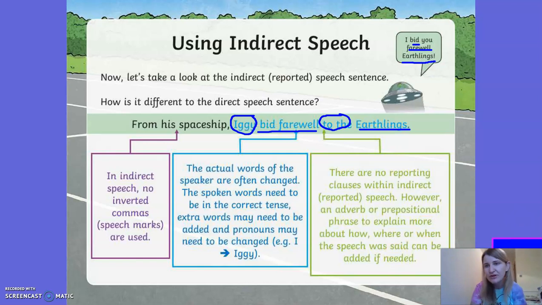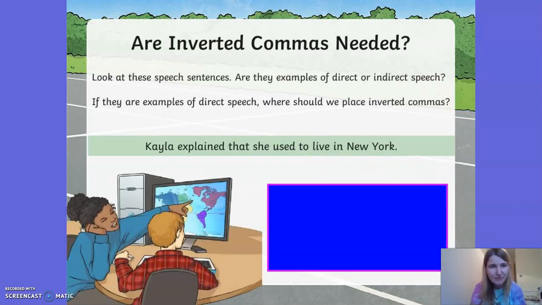Okay, let's have a look at some more examples. Hopefully they'll help us out a bit more. So what I want you to do then, don't worry if you're not quite certain about how you would put together a reported or a direct speech sentence just yet. Let's just go play the indirect or direct game. Okay, so we've got a sentence here. I want you to tell me whether this is direct speech, exactly what's being said, or reported indirect speech. We're talking about what someone said. Kayla explained that she used to live in New York. Get your answer ready and think about how you know.